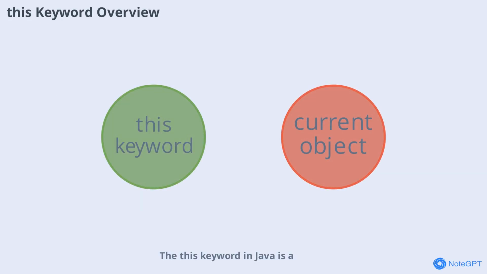The this keyword in Java is a reference variable that refers to the current object. It's used in many situations, such as resolving ambiguity between instance variables and parameters, invoking current class methods or constructors, and passing the current object as an argument. The this keyword helps make your code more readable and avoids confusion when working with object properties.